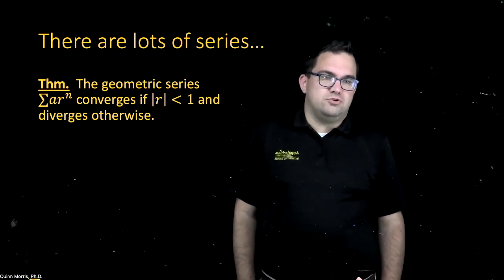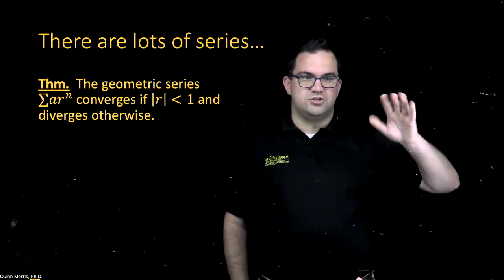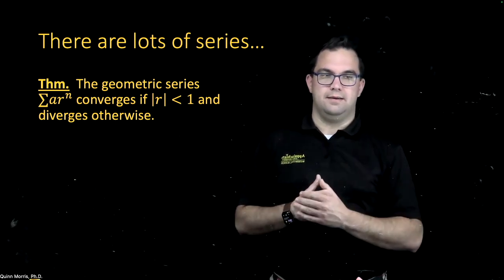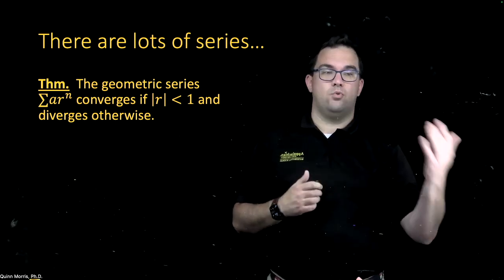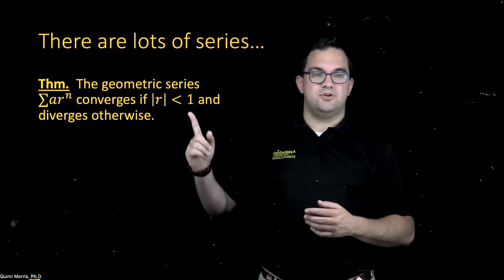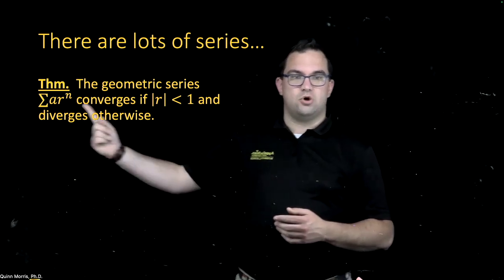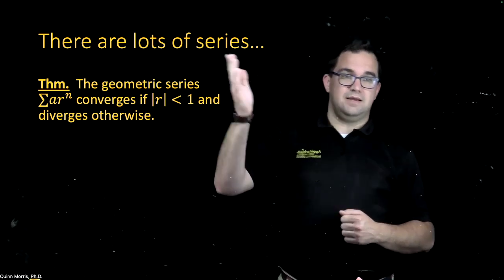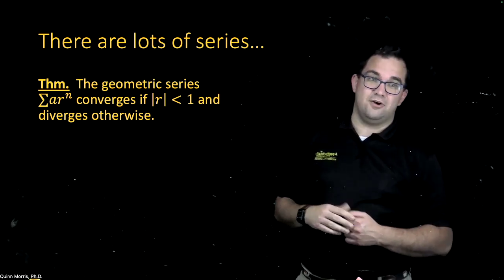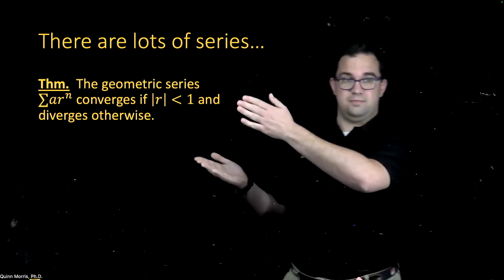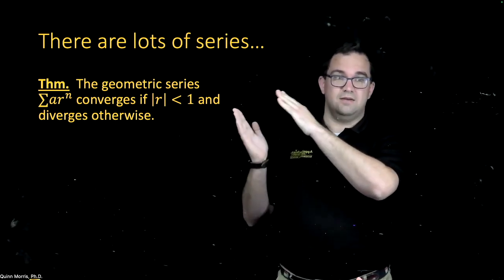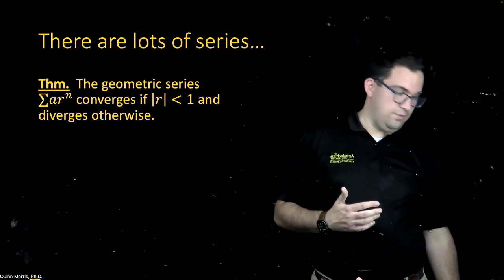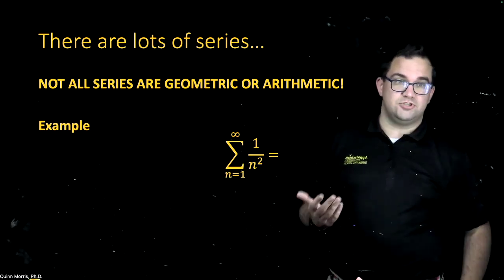And I've dropped what it converges to, because if I don't know where it starts, I don't know exactly to what value it converges, but I can determine whether or not it converges solely based on that value of r. Okay. But the problem is, as the title here indicates, there are a lot of series. This theorem tells us how one specific type of series behaves, but there are a lot of other series to deal with. So not all series are geometric.